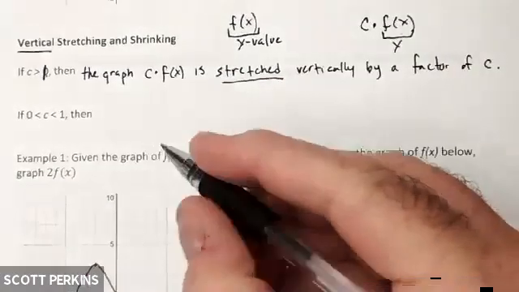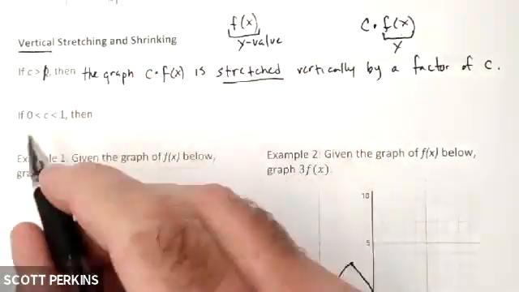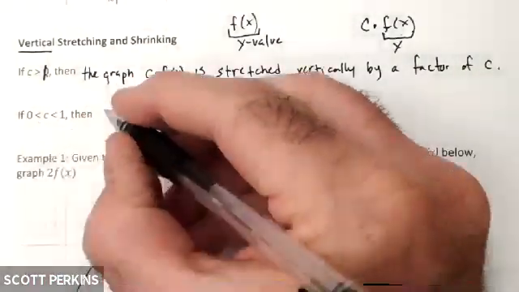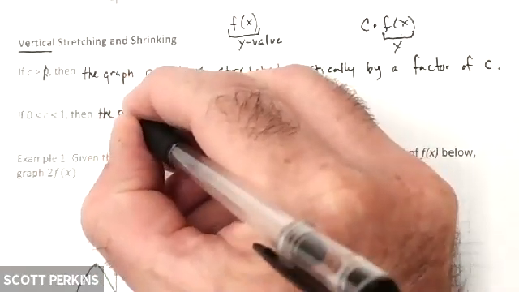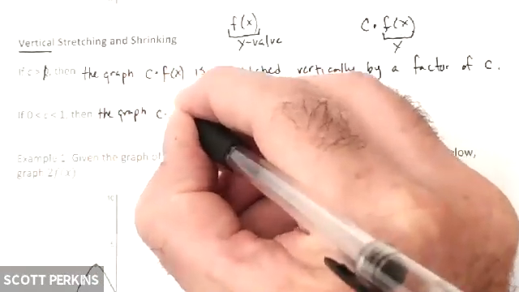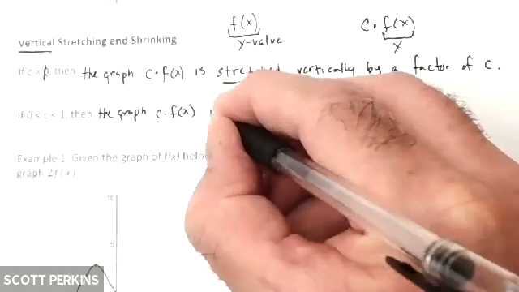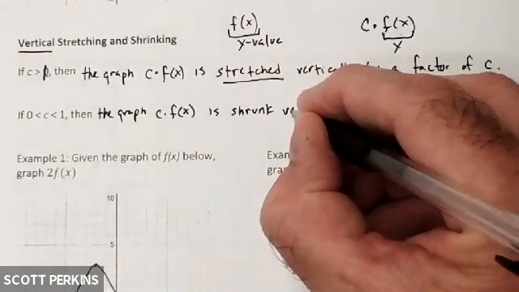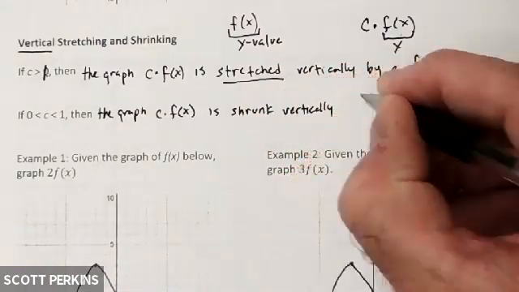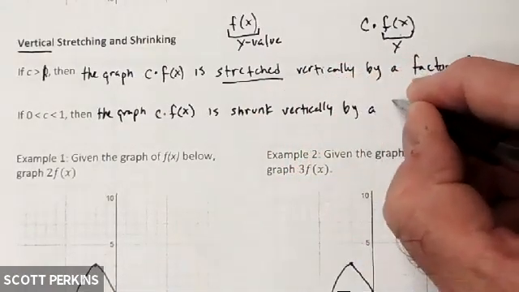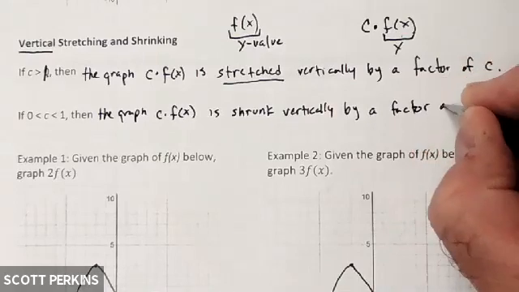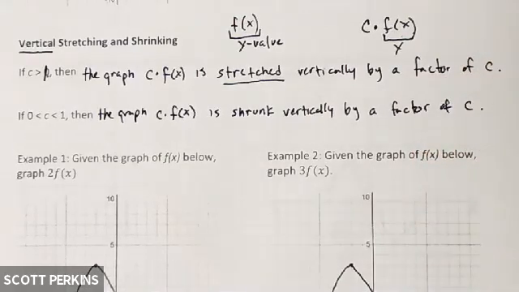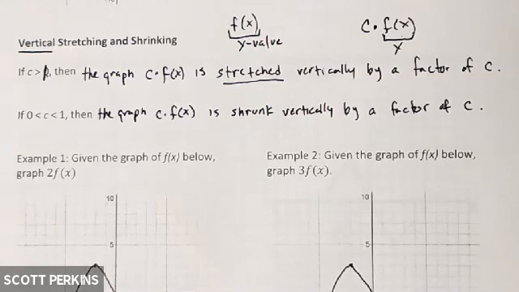So I'm going to write the same thing here. If my value of c is between 0 and 1, then the graph of c times f of x is shrunk by a factor of c.